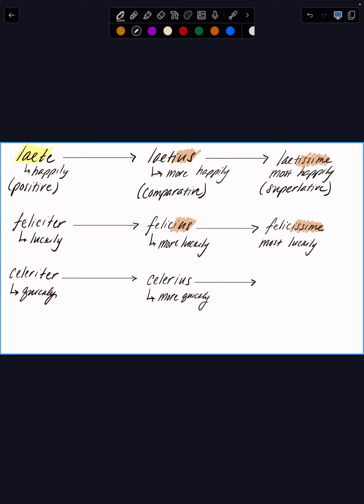It's good. Okay, now how am I going to make the superlative? Celerrime. Yeah, okay, most quickly. All right. So very, very straightforward, very easy.